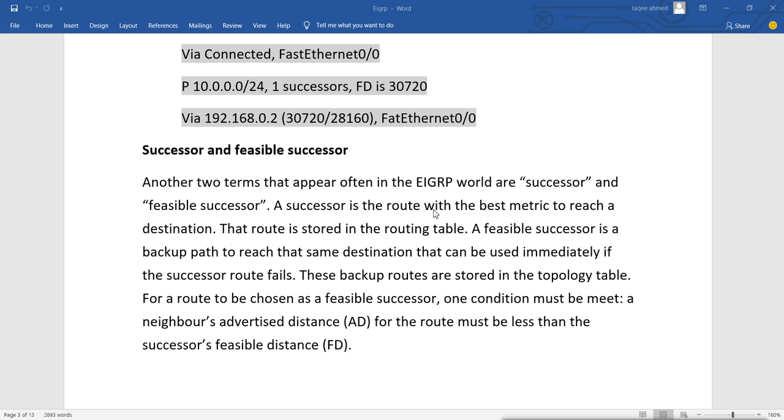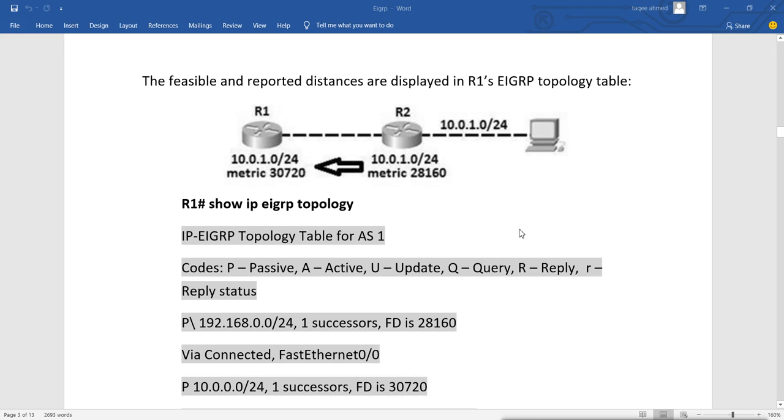That means when you have multiple paths, the path which has the best metric will go into the routing table, and all the other paths will go into the topology table. The routes in the topology table are called feasible successors. The successor goes to the routing table, and a feasible successor has only one condition: a neighbor's advertised distance for the route must be less than the successor's feasible distance. That means the router which is advertising that route, its metric must be less than the successor's.